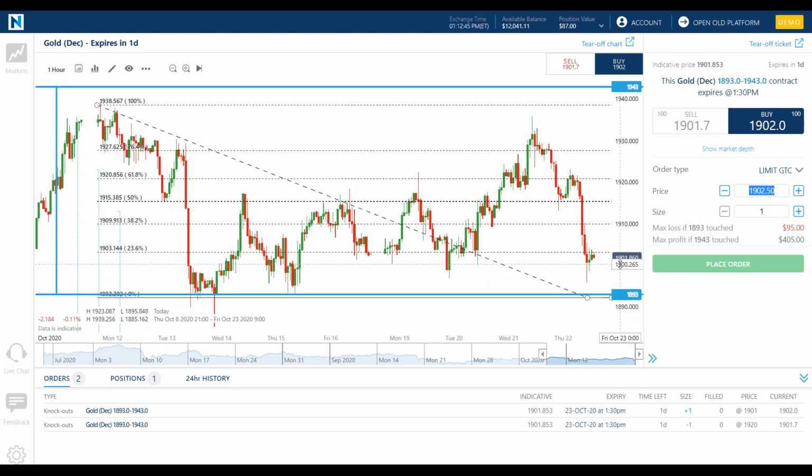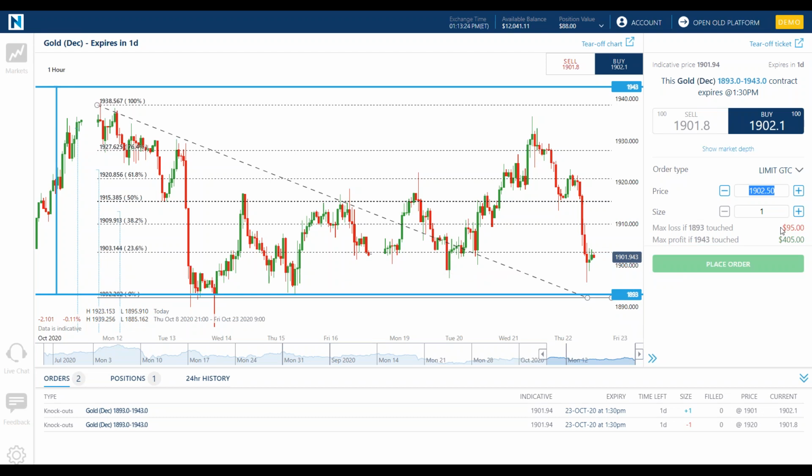And if it were to go lower, but never touches 1893, I would have some type of partial loss. I would lose less than $95, but if it touched 1893, I'm knocked out, maximum loss, $95. But if it settles below where I bought it, 1902.50, but it doesn't touch 1893, I'll have some type of partial loss down to $95. Hopefully that was clear. Delta One product.